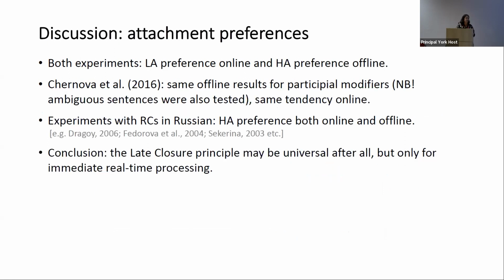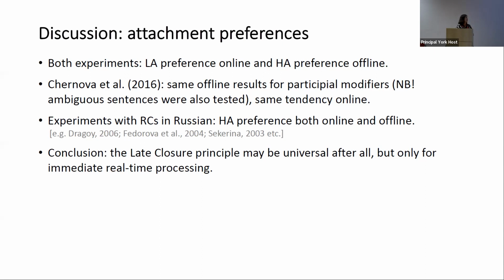So what can we make out of this data? Both experiments showed that we have a low attachment preference online and a high attachment preference offline. Actually, in an early experiment by Daria Chernova, myself, and colleagues, we had the same offline results for participial modifiers, so high attachment preference offline, and we also tested ambiguous sentences in that study. So we could show it not only for unambiguous sentences, but also when people choose their interpretation for ambiguous sentences.